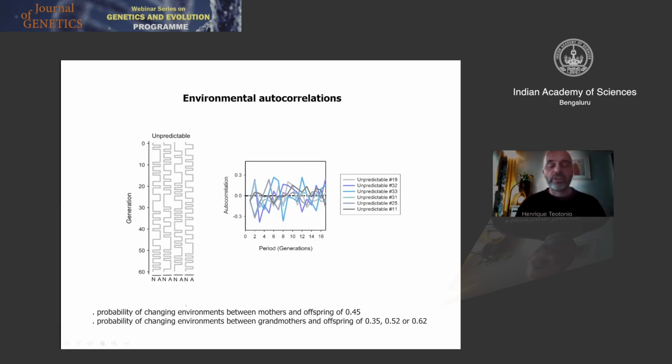What we did was actually to control the probability of changing environments between grandmothers and grand-offspring in 3 different parameter sets, in which there was a negative autocorrelation, basically flipping a coin again, or a positive correlation between grandmothers and grand-offspring environmental conditions. Do we expect the evolution of transgenerational effects of higher order than just maternal effects?